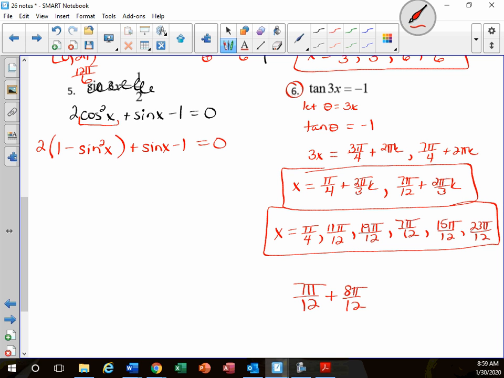All right, so just a little bit of simplifying here. I would distribute the 2. So we'll have 2 minus 2 sine squared x plus sine of x minus 1.